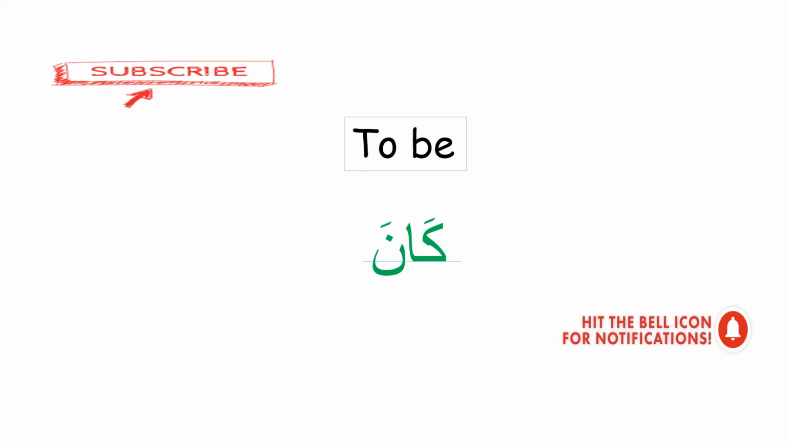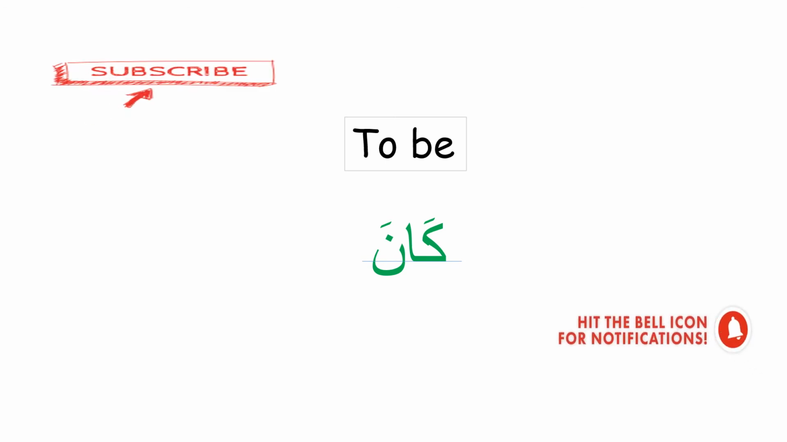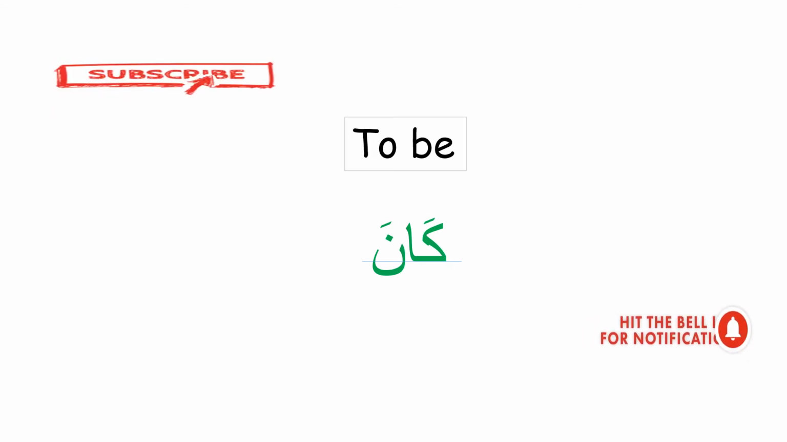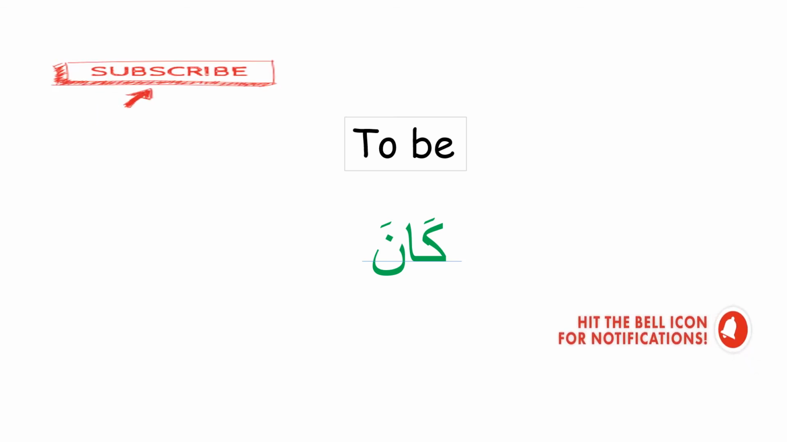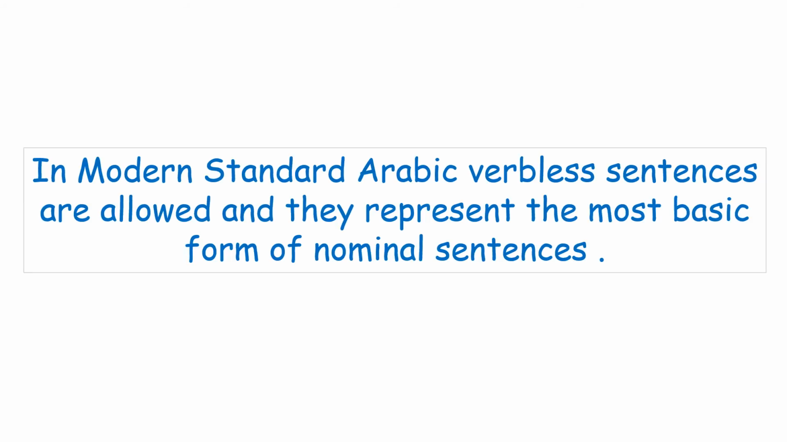Now, how do we call the verb to be in Arabic? We do call it كان. Again, كان. And when it comes to the infinitive form, we will have a full lesson about it further down the line, and it is going to be a peculiar one, so make sure you don't miss it. Back to the matter at hand. So based on our English-Arabic comparison, we have learned that in modern standard Arabic, verbless sentences are allowed. Of course, I'm referring to a formal context. So again, in modern standard Arabic, verbless sentences are allowed and they represent the most basic form of nominal sentences.